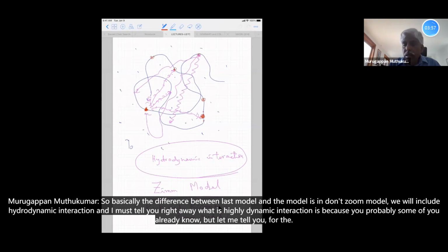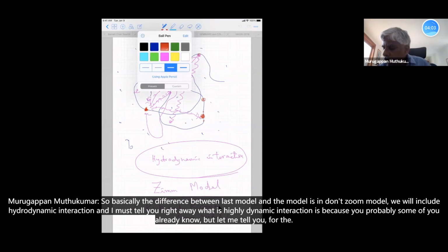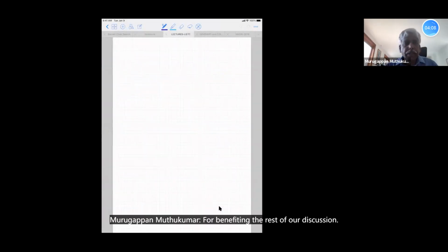So basically, the difference between the Rouse model and the Zimm model is that in the Zimm model, we will include hydrodynamic interaction. And I must tell you right away what this hydrodynamic interaction is, because probably some of you already know, but let me tell you for benefiting the rest of our discussion.